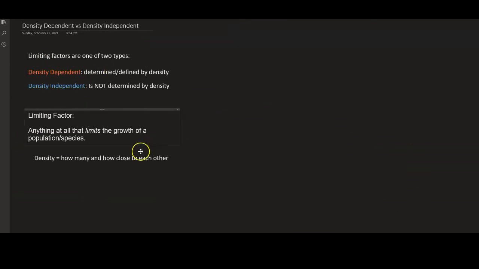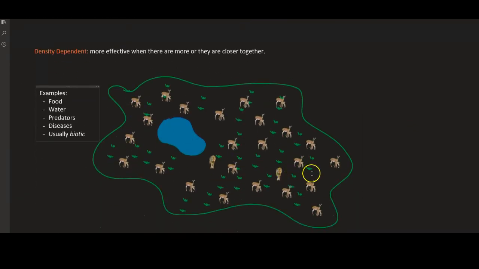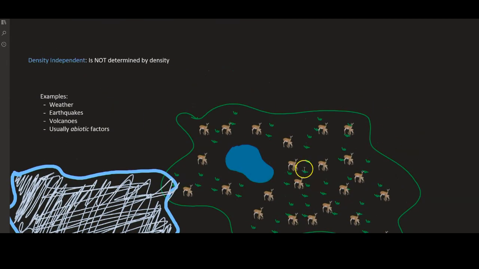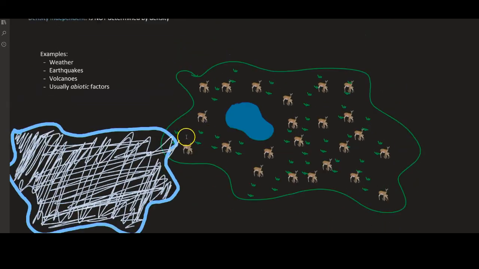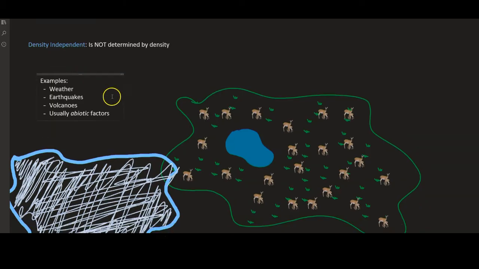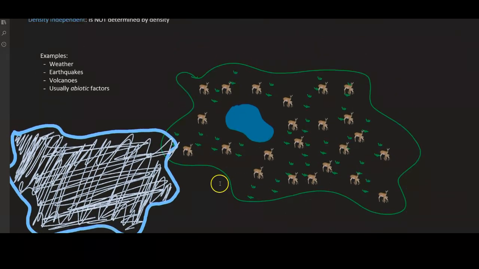Density dependent hurts the population or limits them faster. It's more effective if there are more of them. And density independent factors are just going to affect the whole population no matter what. If they're in the way, they're in the way. It will not hurt them or limit them faster or more just because there are more of them. So keep that in mind. That's the difference between density independent and density dependent limiting factors. And these limiting factors influence carrying capacity. Limiting factors determine carrying capacity. So let's talk about that next.